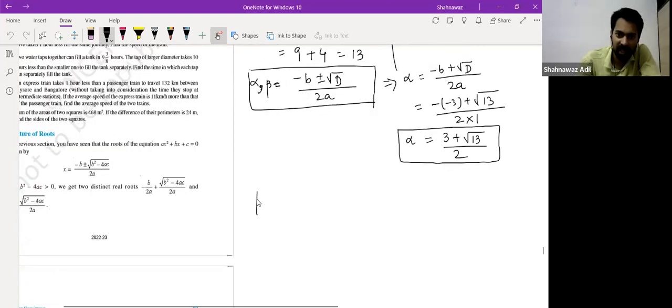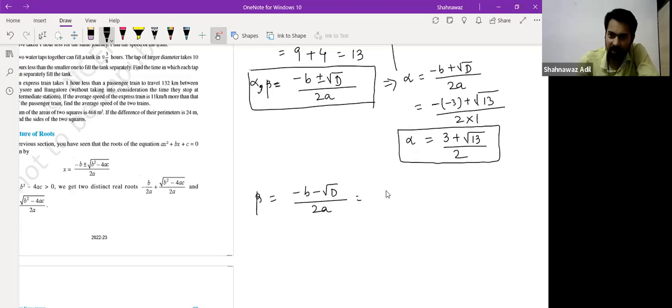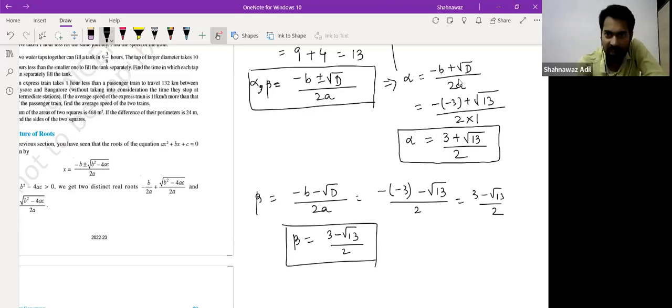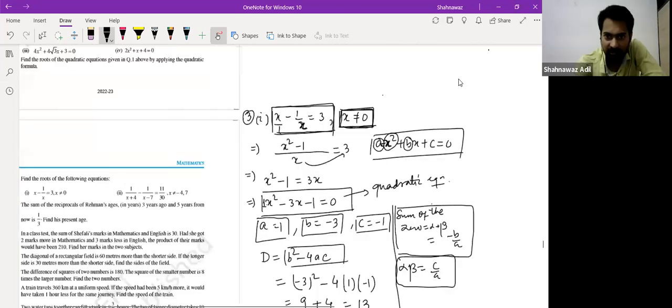Right, and what is beta, Hamad? Beta is minus b minus root d by 2a. So again, minus of minus 3 and minus root 13, and then 2 into 1. So this is 3 minus root 13 by 2. This is beta. These are the two solutions, alpha and beta. So you guys, please note this down.